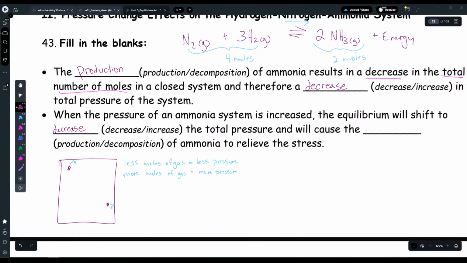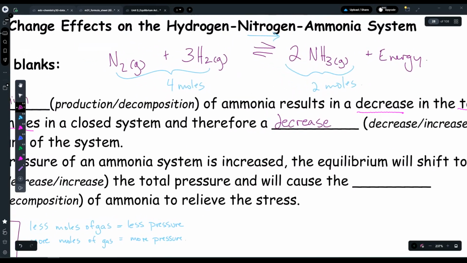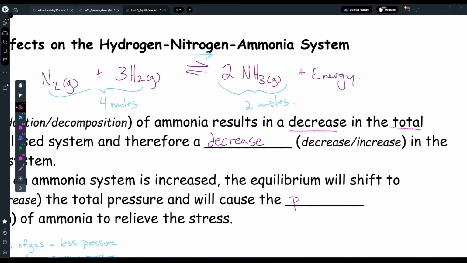And when we decrease the total pressure, the only way in which the equilibrium system can mitigate or relieve that stress that's being applied is it's going to have to shift to the side with a lesser amount of moles of gas in order to relieve the stress. Okay, so in this case, we're going to be producing more ammonia.